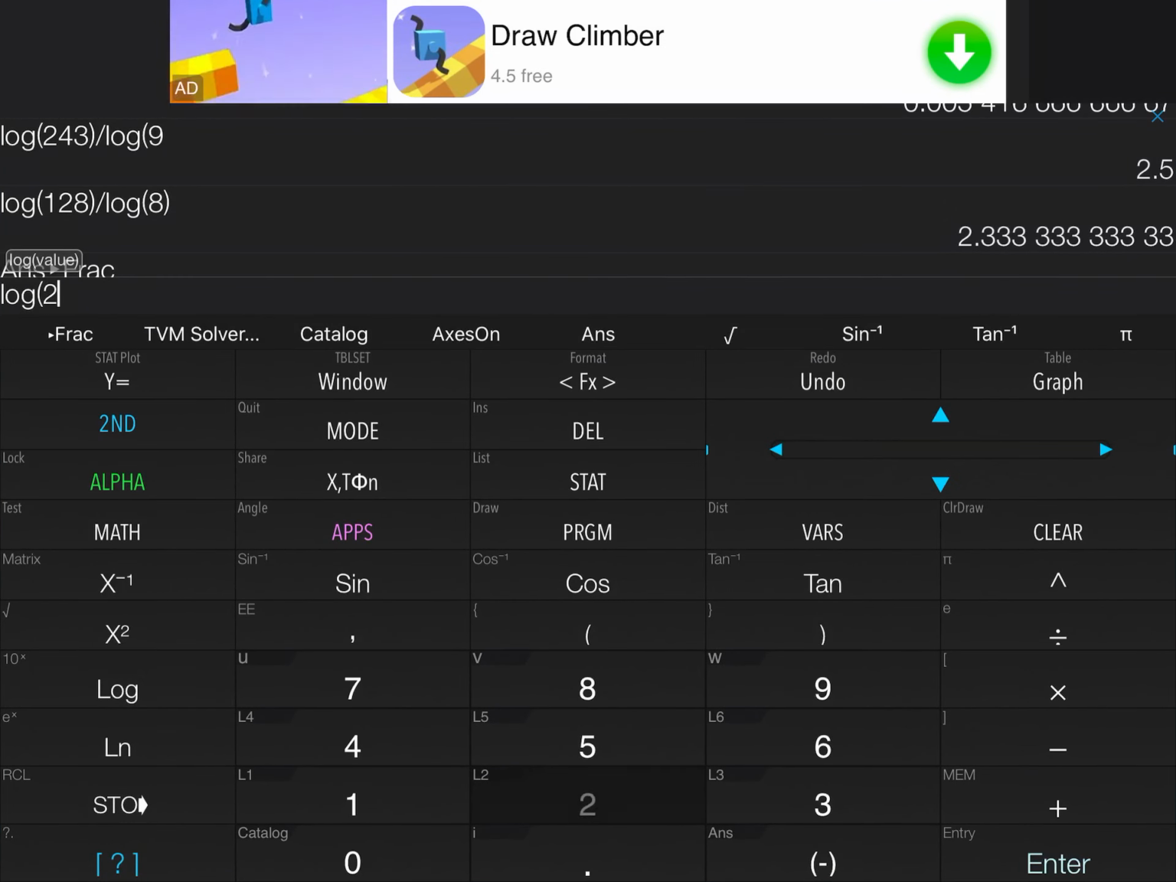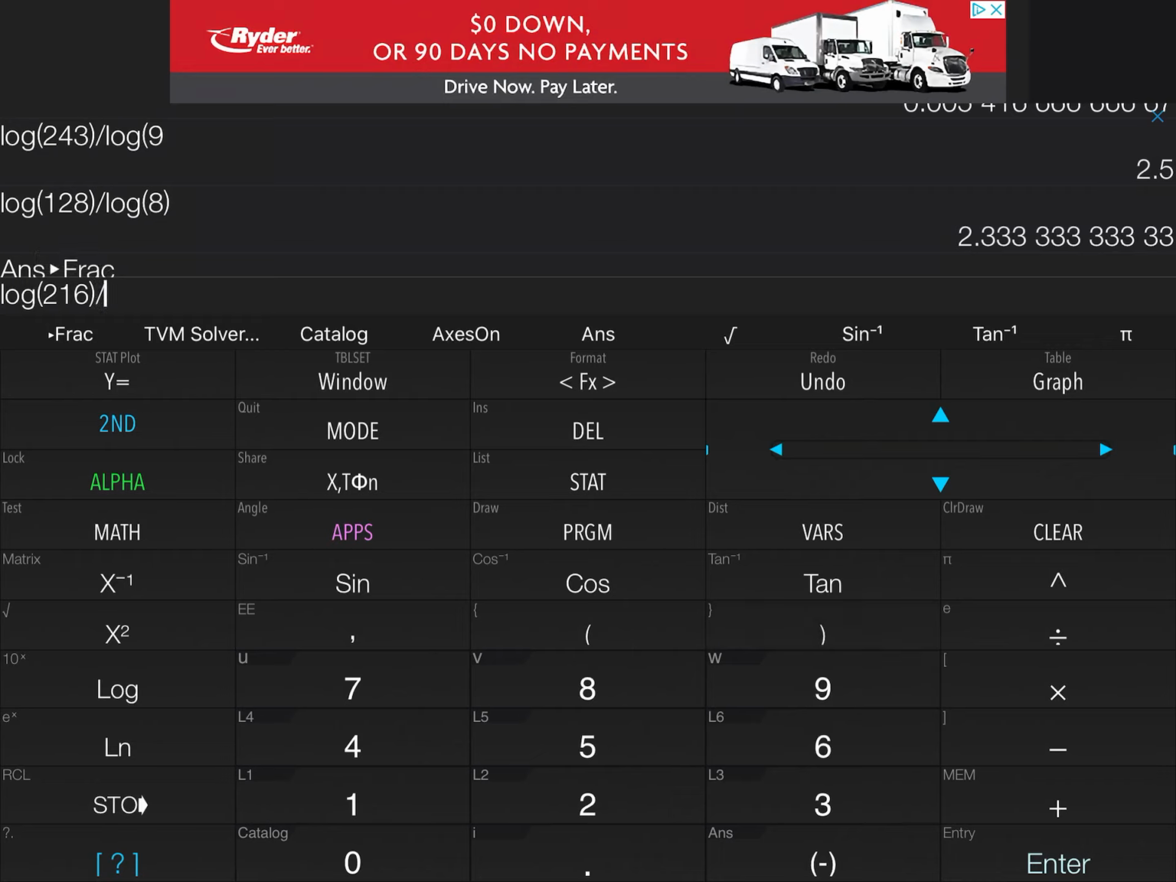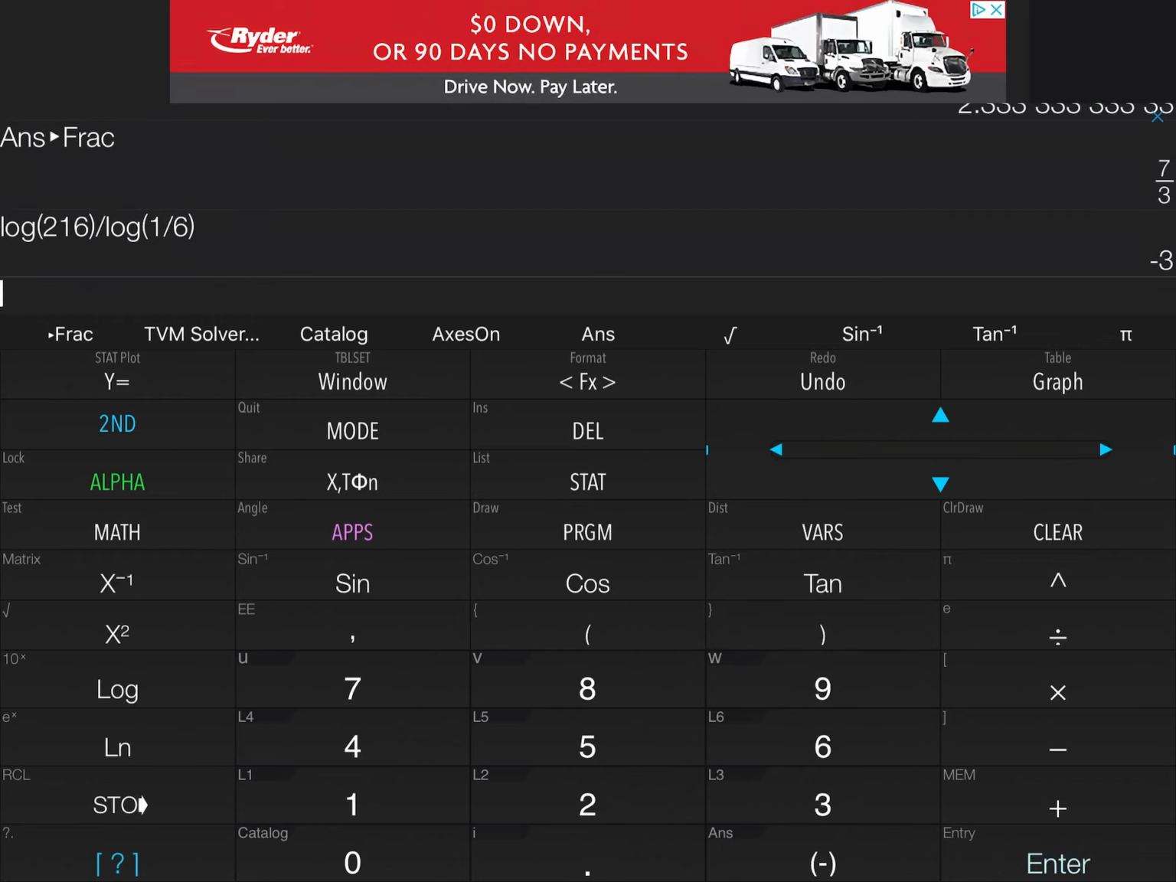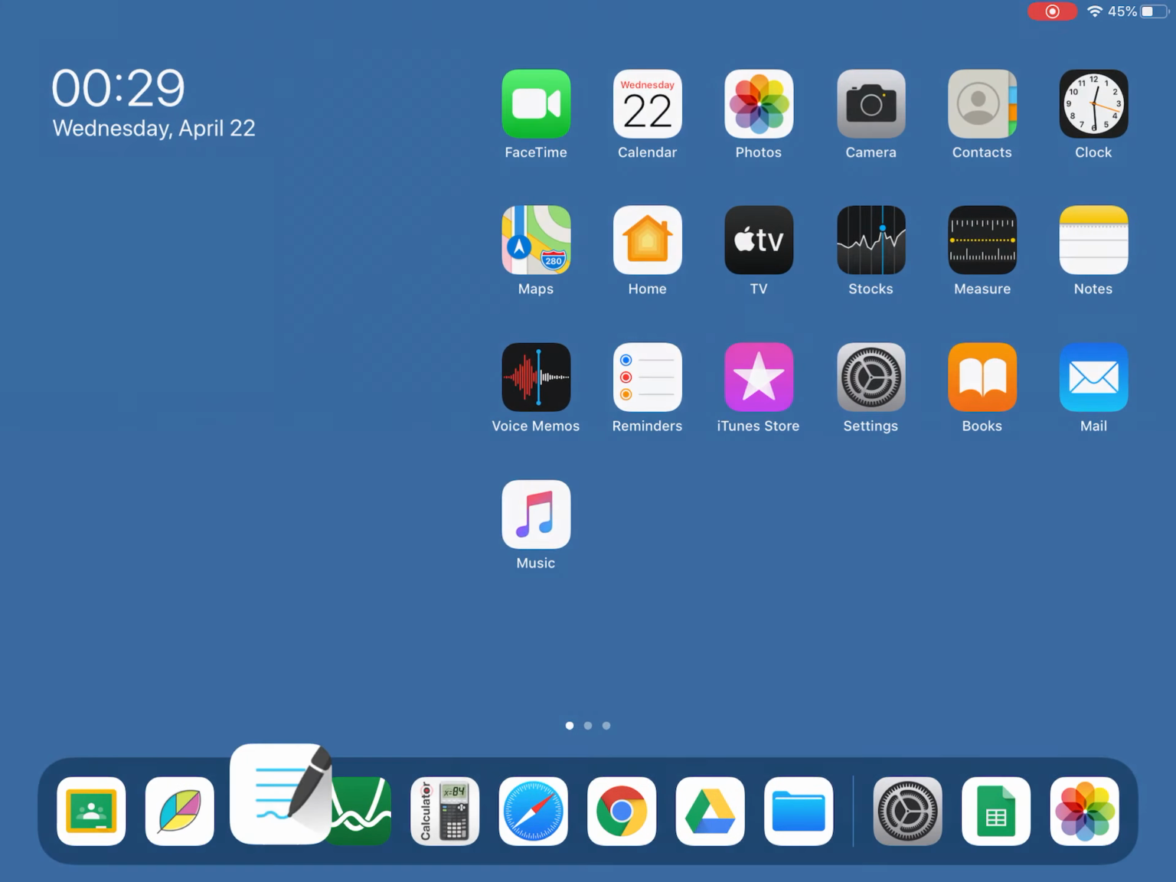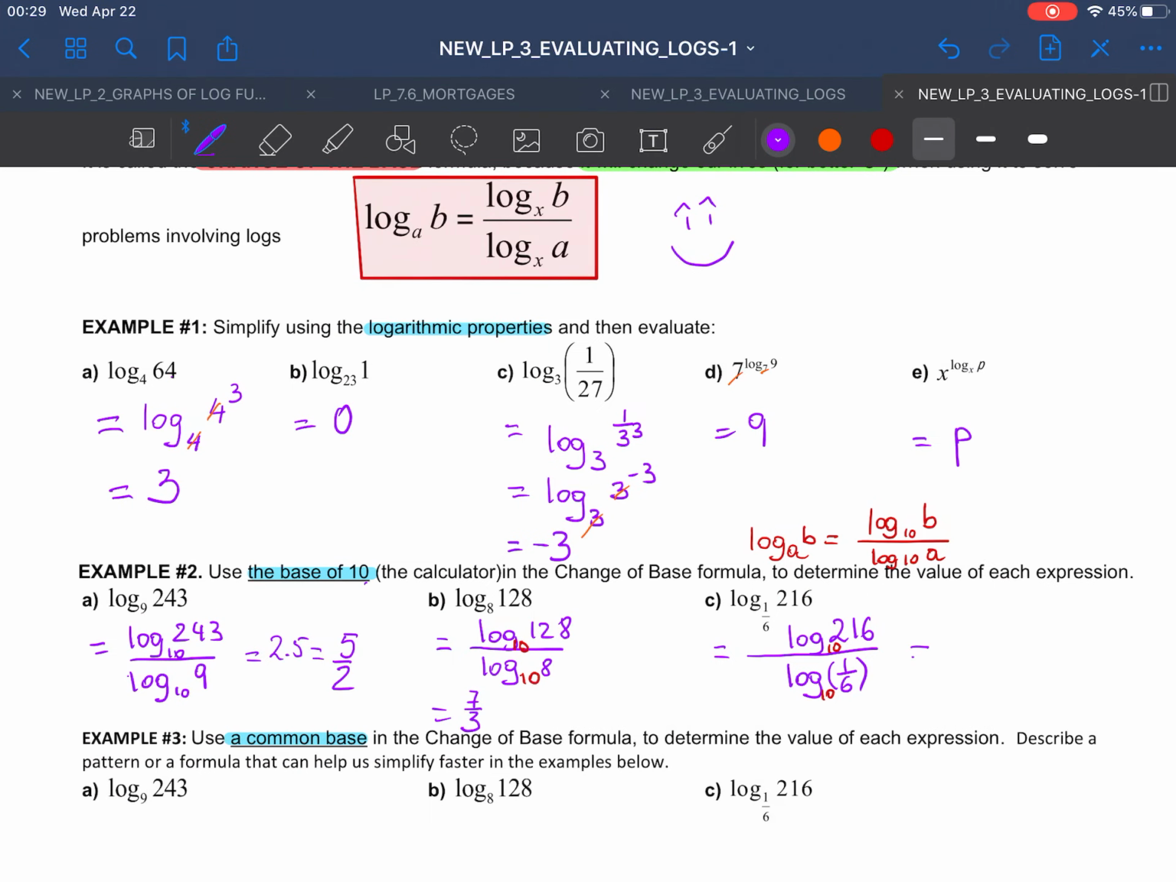So here we go, log 216 divided by log of 1 divided by 6. Let's see what we get, negative 3. So the answer is negative 3.